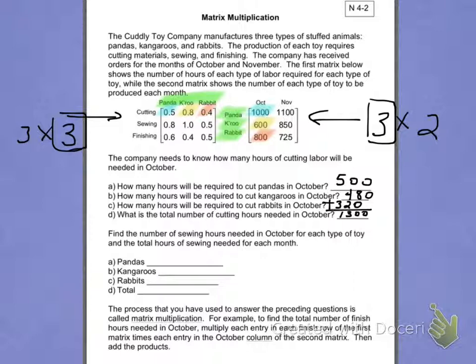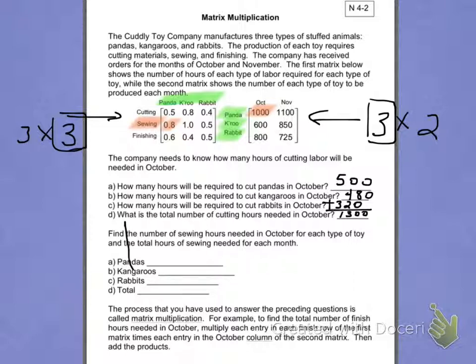Now let's do sewing hours. So sewing hours, we have to go back to our matrix, but sewing is now in our second row. So we're going to take out this first row information, and we're going to look here at our second row, the sewing row. Okay? We still need pandas, kangaroos, and rabbits. So first thing we're going to do is multiply the panda hours, the 0.8 times 1,000. That's the hours it would take to sew pandas in October, because there were 0.8 hours for every one panda. There were 1,000 pandas ordered.